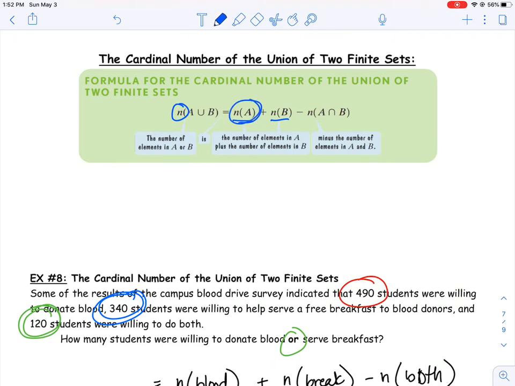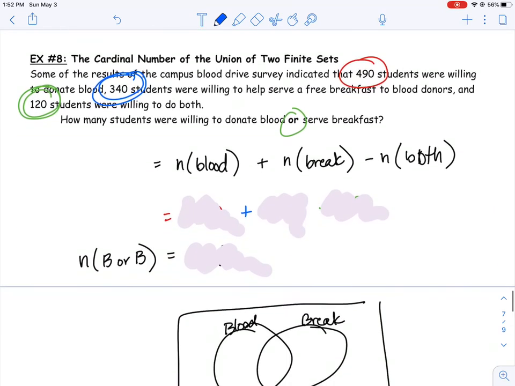If you've taken all the elements that are in A and put them together, and then you've taken all the elements in B and put them together, if there's anything in their overlap, you've just included that twice. So you've got to take out one of the times that you included it. So be careful with that. Let me show you an example. It might make more sense.